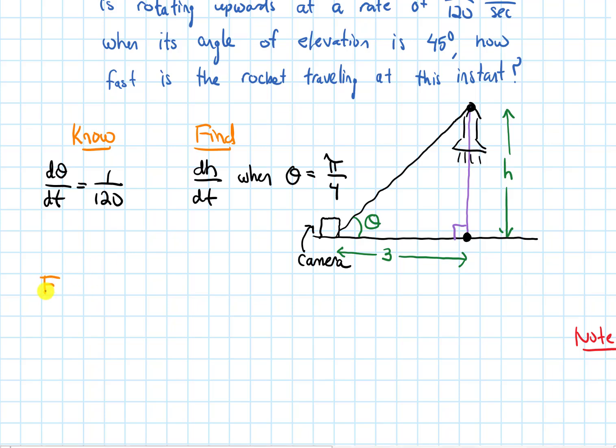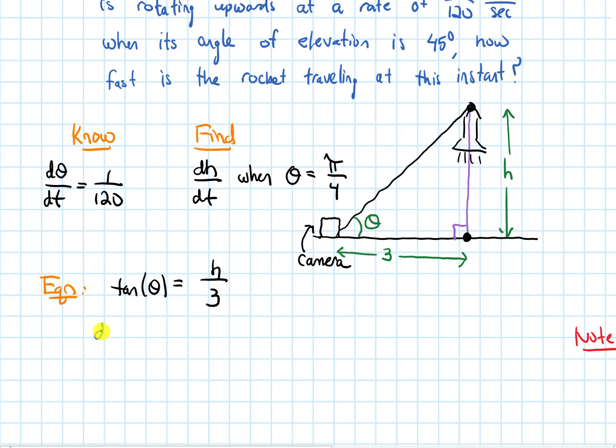Now let's set up our equation. We need an equation that involves theta and h. It might be tempting to say Pythagorean theorem, because I have a right triangle, but with the Pythagorean theorem I don't get to use theta, and it involves the hypotenuse, which I don't have information about and don't care about. So instead, I'm going to use trig. Tangent of theta involves the two sides I care about and have information about. So tangent of theta is h/3.